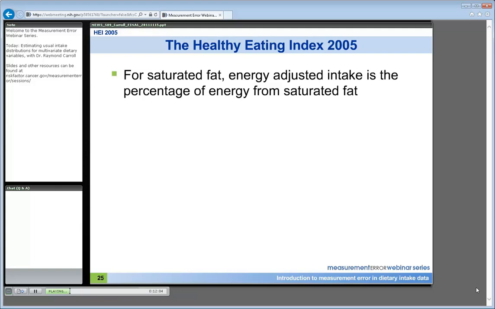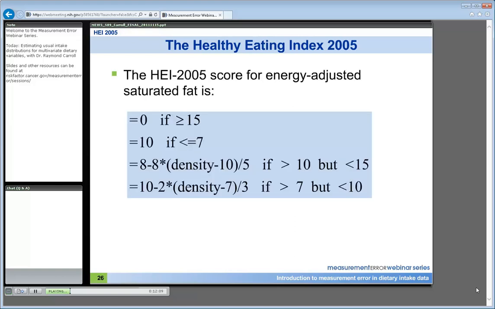For saturated fat, energy intake is the percentage of energy from saturated fat. And it has a fairly complicated way of measuring things. If you're below 7% of your calories coming from saturated fat, you get the maximum score. If you're above 15%, you get 0. And in between there are formulas which are hard to sort out without a graph. But that's how they all work. All these components have this little bit of nonlinearity in them.